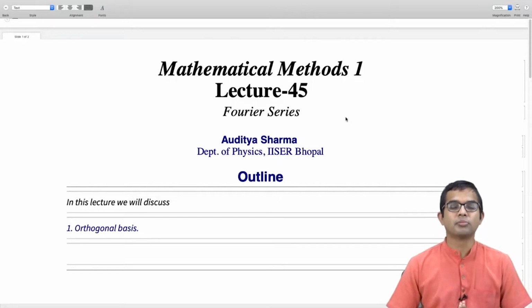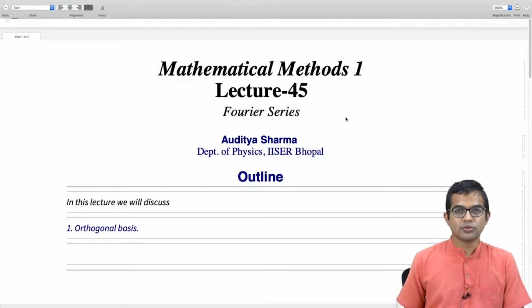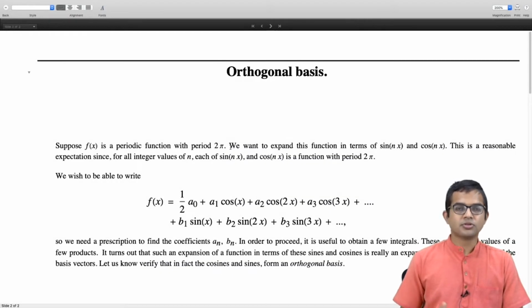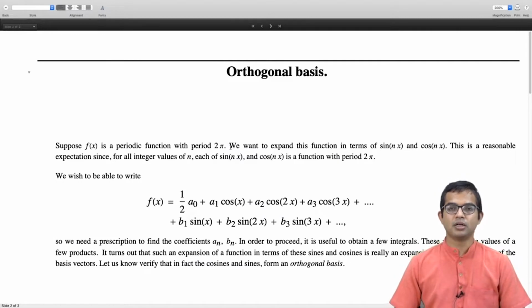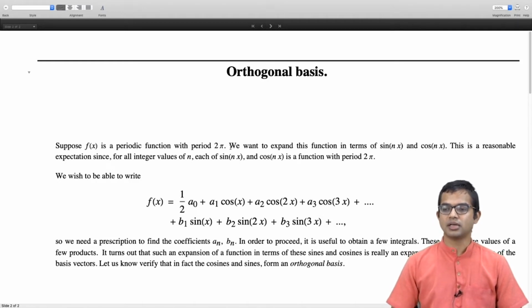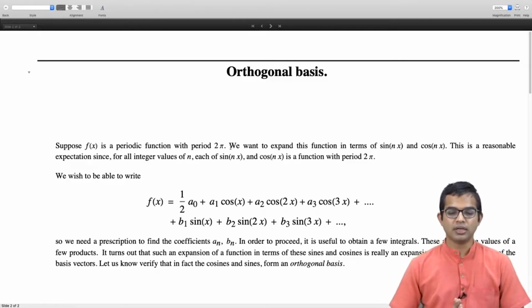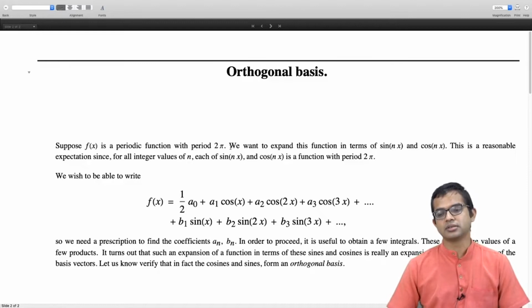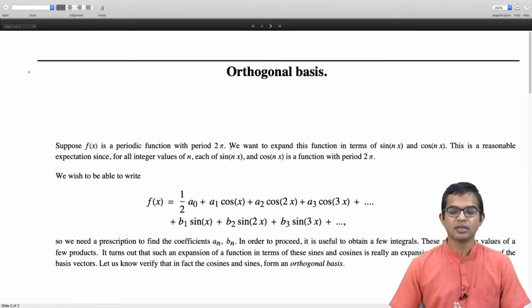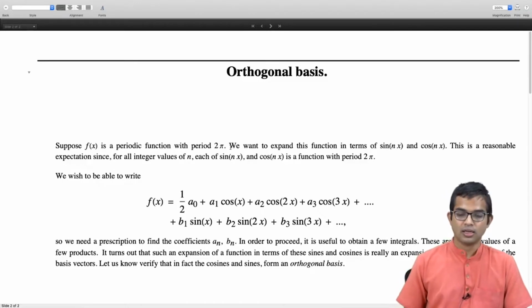And in fact, in this lecture, we will provide a prescription for how we can take a function which is periodic and expand it in terms of a Fourier series. Suppose f of x is a periodic function with period 2 pi. We want to expand this function in terms of sine nx and cosine nx. This is a reasonable expectation, since for all integer values sine nx and cos nx are functions with period 2 pi. But in fact, we will argue that these functions form a basis, and not only a basis but an orthogonal basis.